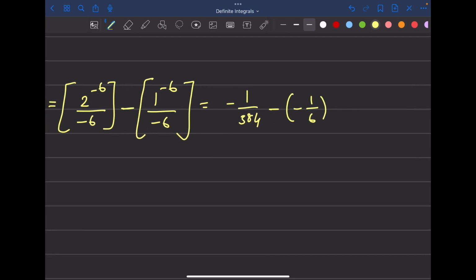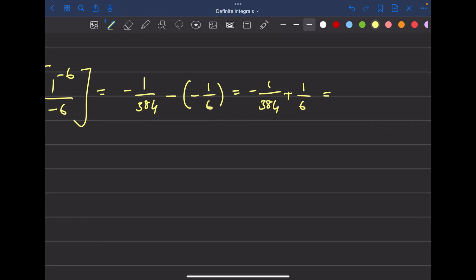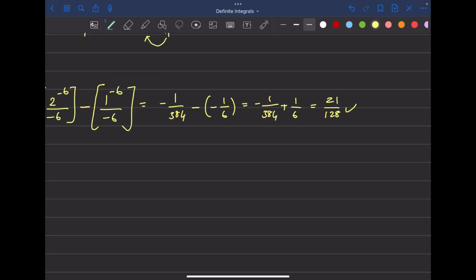And then once again, do something to the signs. If you have two negatives, it becomes a positive. So you'd have negative 1 over 384 plus 1 over 6. Once again, put this in a calculator just to find the final answer. So you get 21 over 128. And we are done. That's pretty much it.